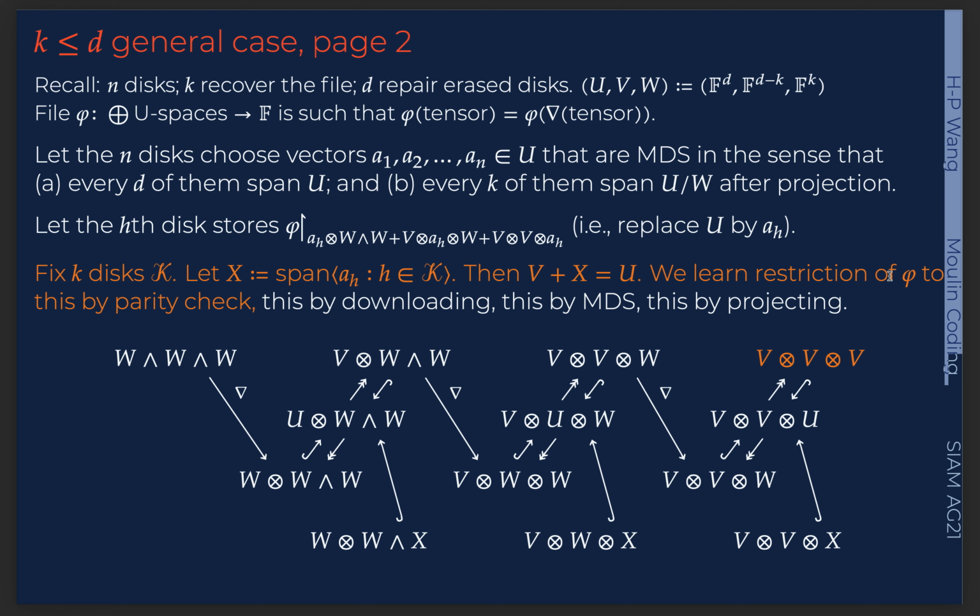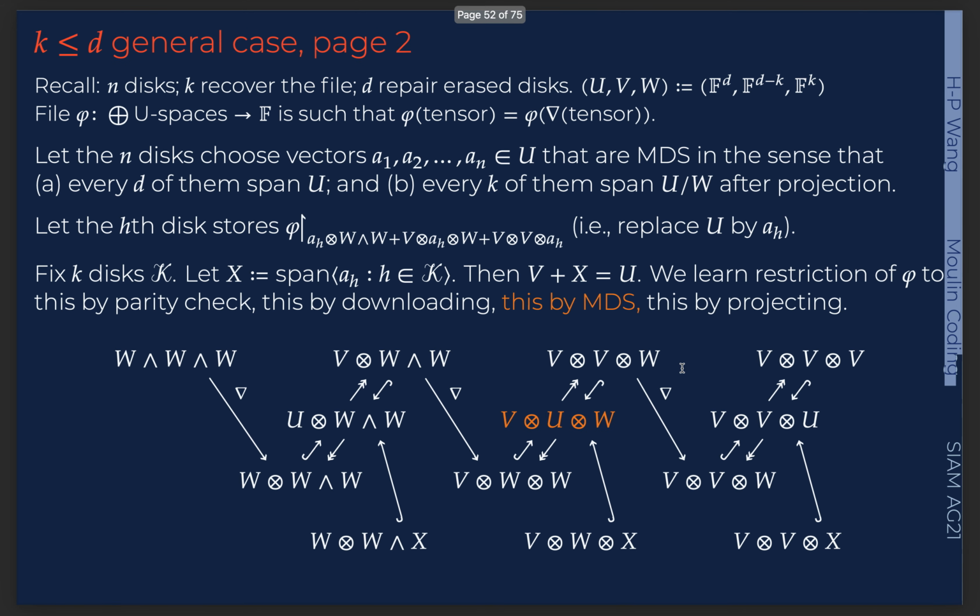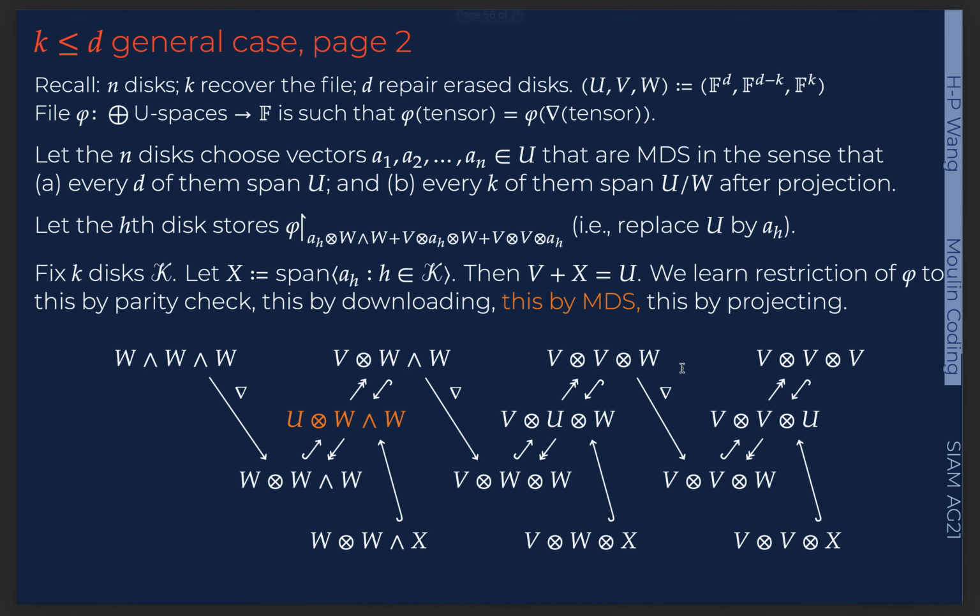We first learn the restriction of phi to this subspace by the parity check equation, and then the restriction of phi to this subspace by downloading the disk, to this subspace by the MDS property, to this subspace by projecting, to this subspace by the parity check equation, to this by downloading, this by MDS, this by projecting, this by parity check equation, this by downloading, and finally this by the MDS property. So now we learn the evaluation of phi at all possible U subspaces, which means that we learn phi itself. So this finished the proof that any k disks recover the file.